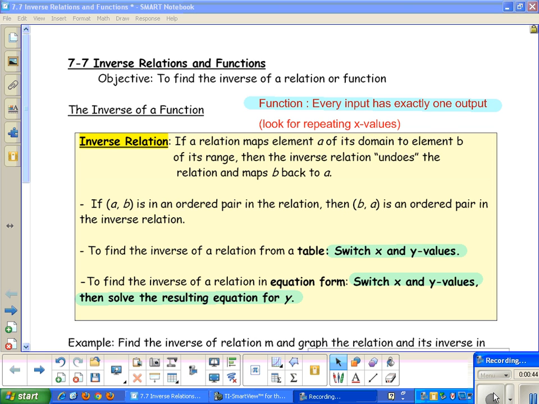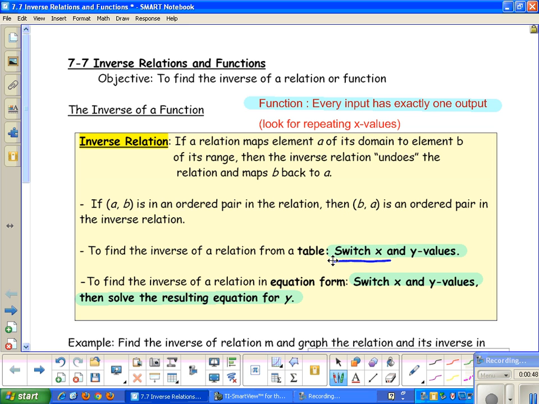To find the inverse of a relation from a table, you're going to switch the x and the y values. To find the inverse of a relation from an equation, we're going to switch our x and y values, and then solve the resulting equation for y. So these are the steps that we follow given a table or given an equation.